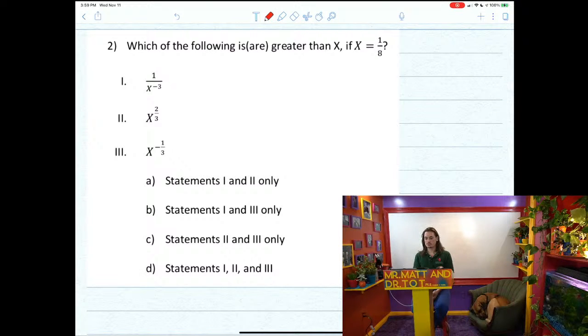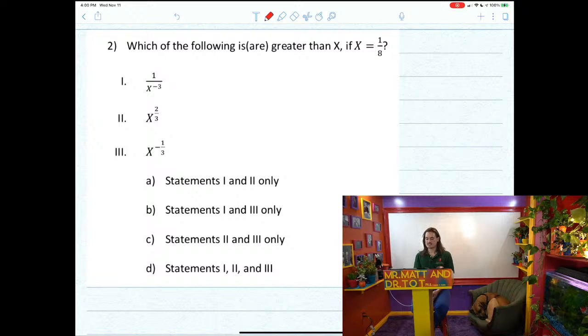Number 2 reads, which of the following is or are greater than x if x is equal to 1/8? Statement 1 says 1 over x to the -3rd power. Statement 2 is x to the 2/3 power. And statement 3 is x to the -1/3 power.